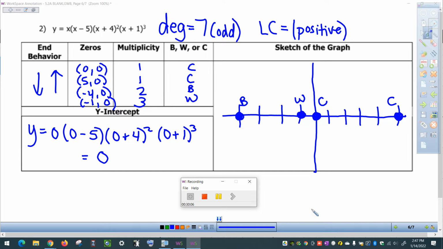Really, what's going to be most common is just the exponents of 1, 2, and 3. So honestly, to learn this, if you just know that 1 is cross, 2 is bounce, 3 is wiggle, you're going to do great.